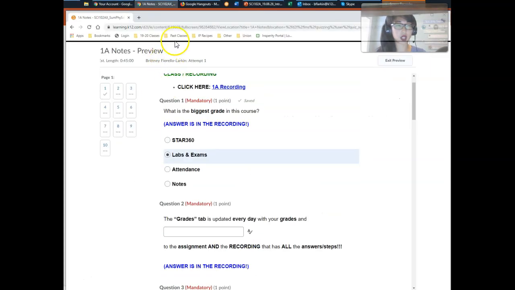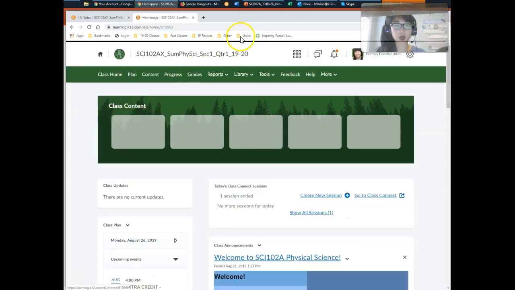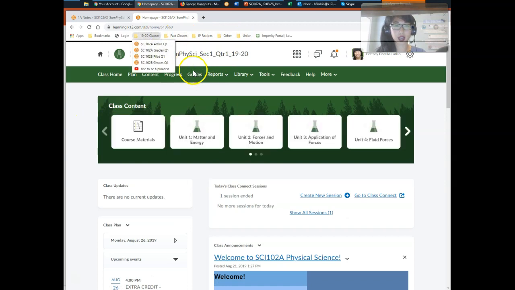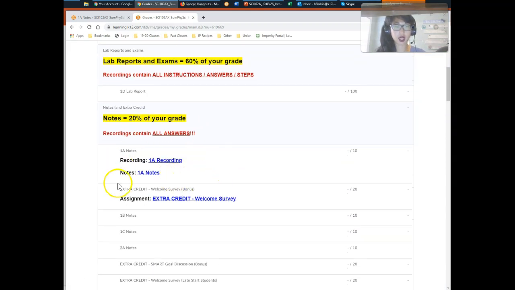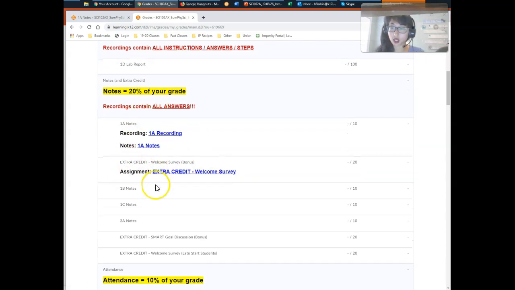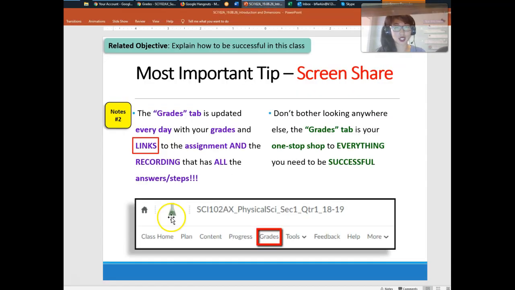All right, so if you are in your course right here, when you go to your grades tab, here's what it will look like. The grades tab is right here, and this is what it actually looks like when you click on there. All right, so you'll see the breakdown of all the grades. And then again, since we are doing the 1A notes and the extra credit survey today, you will see the links to those 2 things right here. And when you click on them, they'll open everything up for you. And it's amazing. So make sure that you are using your grades tab. You don't need to go anywhere else in my course. This will help you be very, very successful if you're checking your grades tab every single day.